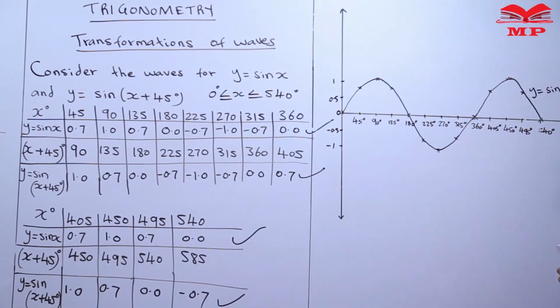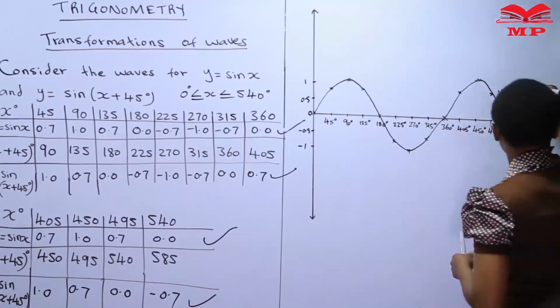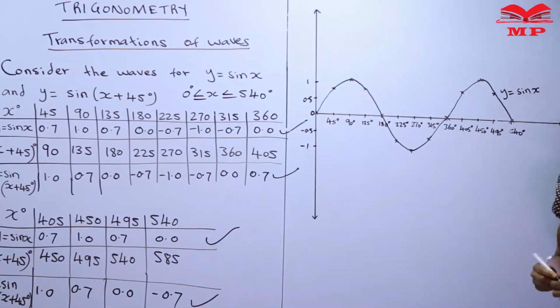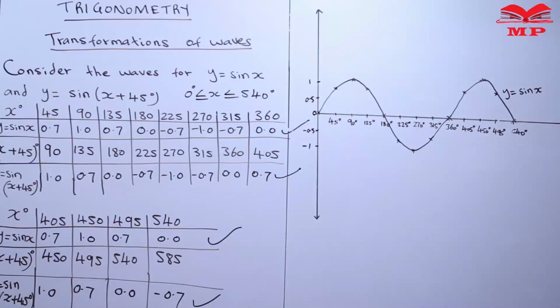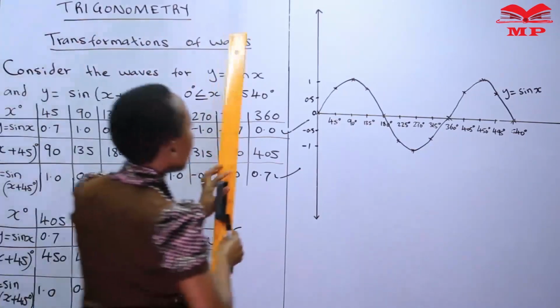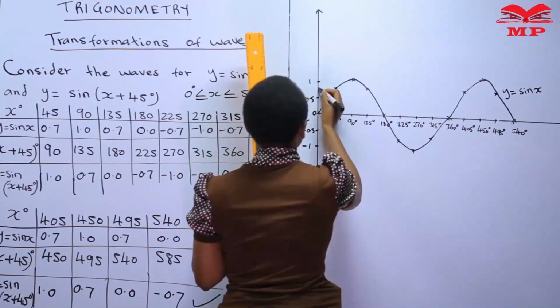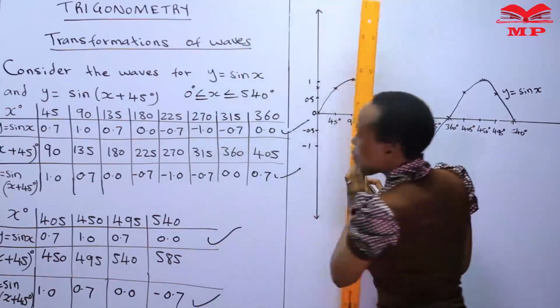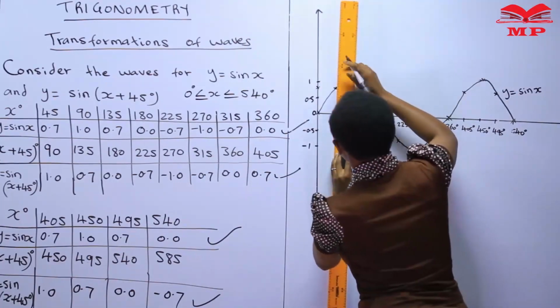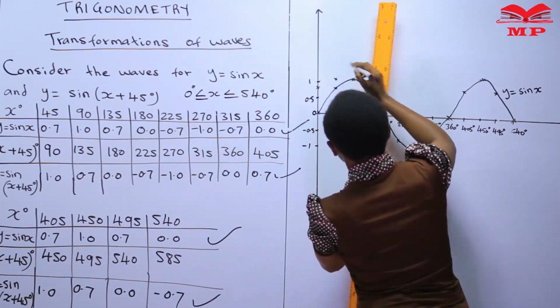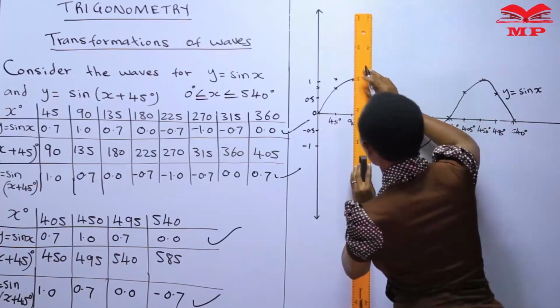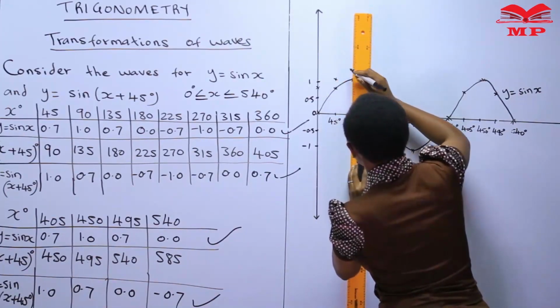Then we also need to draw the other graph, y is equal to sine x plus 45 degrees. In this case, we plot the other points. We start with 0, where we have 0.7. Then when we have 45, we have 1, a bit up here. Then when we have 90, we have 0.7 at this point here.